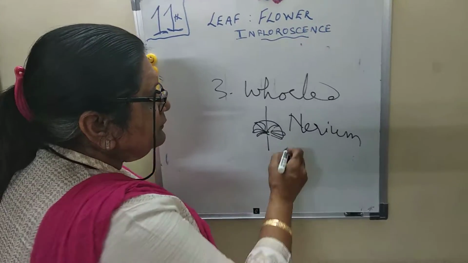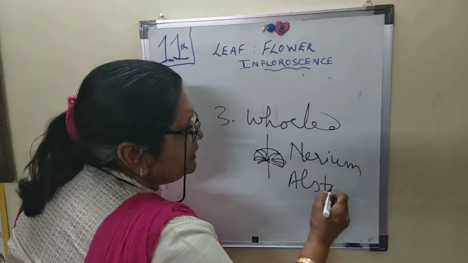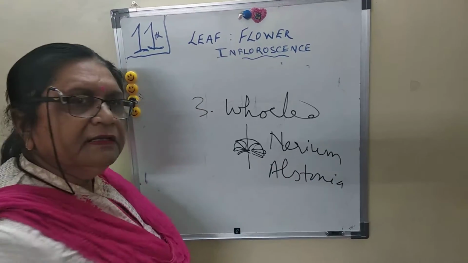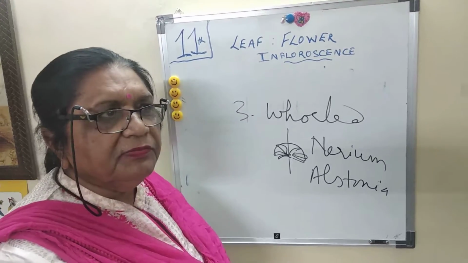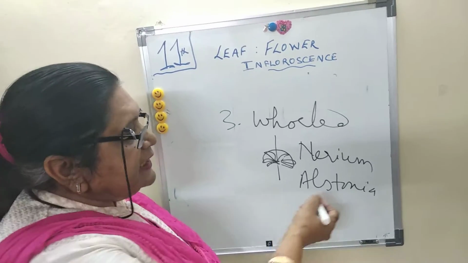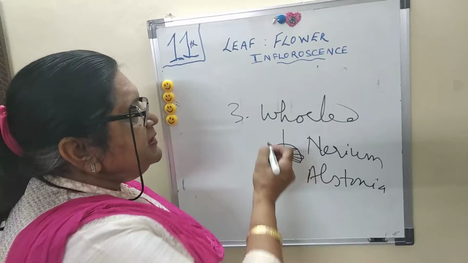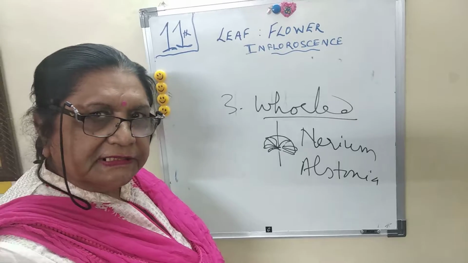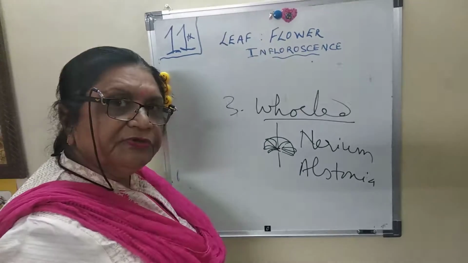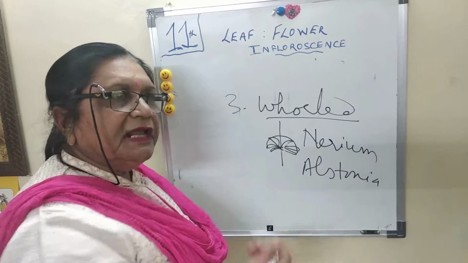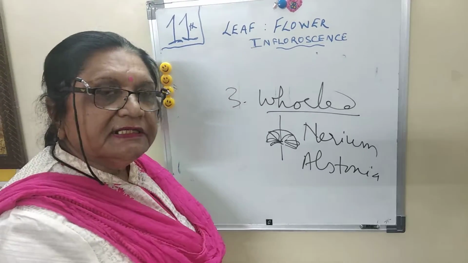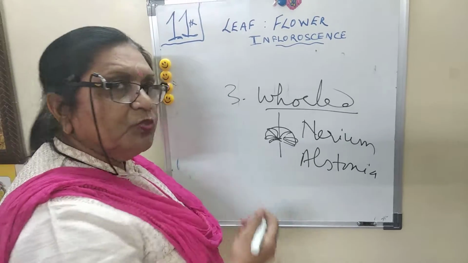Then Alstonia, more than 3 present on the same side or wall. So that is a second example. So that means this is called whorled phyllotaxy. So, 2 marks question: what is phyllotaxy and what are the types? So 3 types are there: one is alternate, second is opposite, and third is whorled.